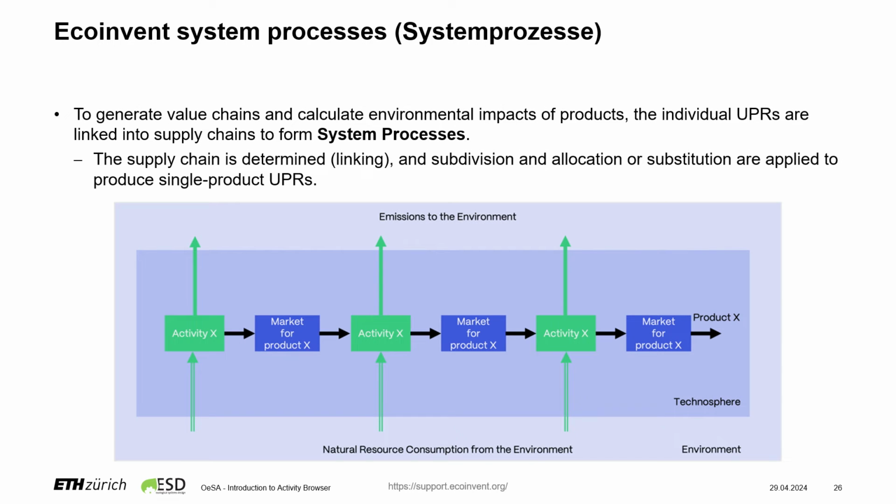To generate value chains and to actually calculate environmental impacts, you need to collect these different individual activities or unit processes into supply chains. You need to link them all together. And these form together system processes. And the supply chain is determined or linked. And by using special rules, you produce single product unit processes. And the special rules are determined by the system models.